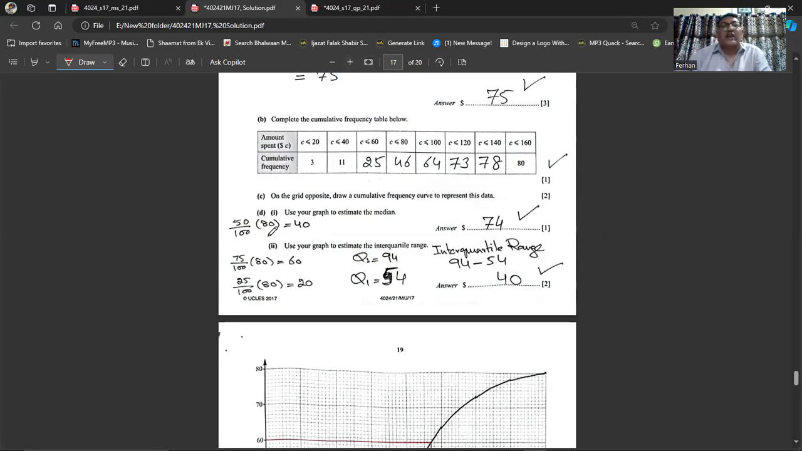Then he says, use your graph to estimate the interquartile range. So for the interquartile range, I need to know the upper quartile and the lower quartile.